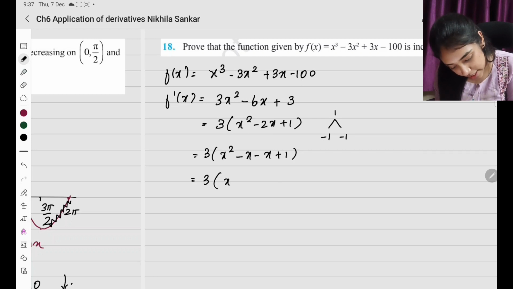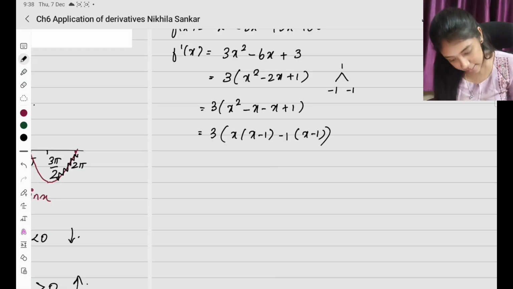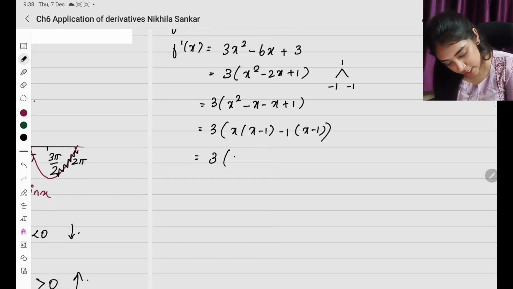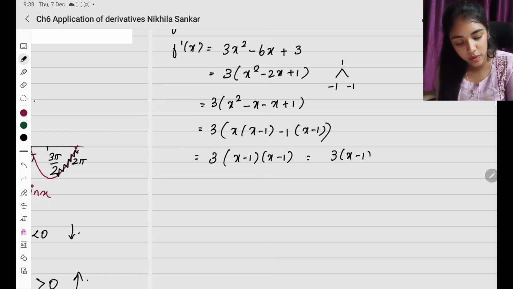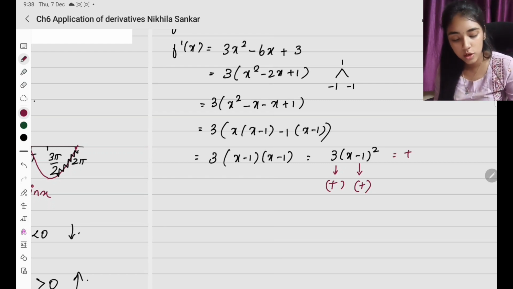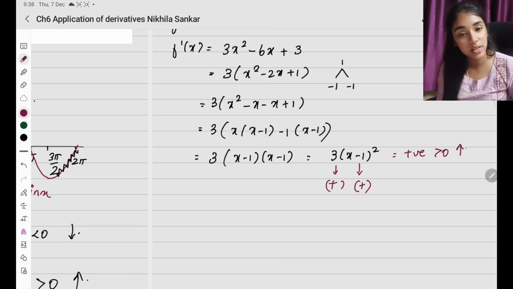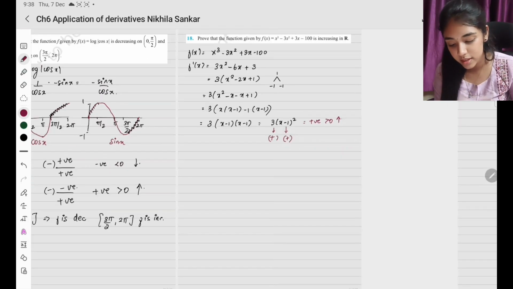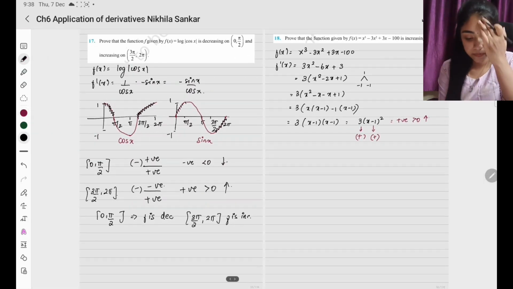So this can be written as x square minus x minus x plus 1. Taking x common, then x minus 1, and here x minus 1 again. I have 3 times x minus 1 into x minus 1, which is going to be 3 into x minus 1 the whole square. This term is positive, and x minus 1 whole square is a square term. So whatever negative number comes, when you square it, it is going to be positive. So overall it is going to be a positive value greater than 0, and hence it's an increasing function. Okay. So this is very simple. Please copy.